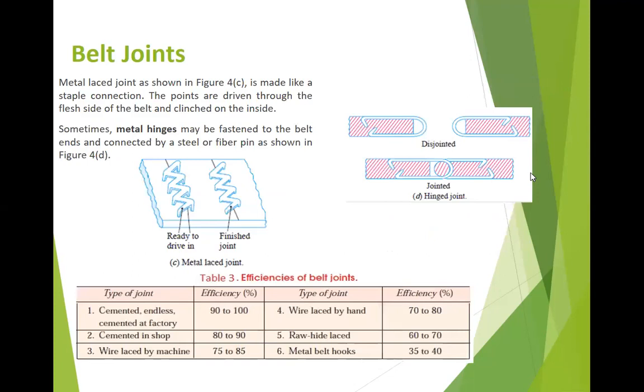And last, the metal lace joint is shown in figure C. It is made like a staple connection. The points are driven to the flesh side of the belt, clinched on the inside. Sometimes metal hinges will be fastened to the belt and connected by a steel or fiberglass pin.